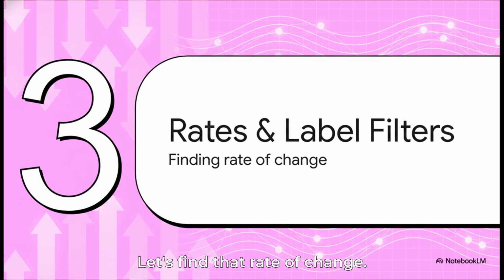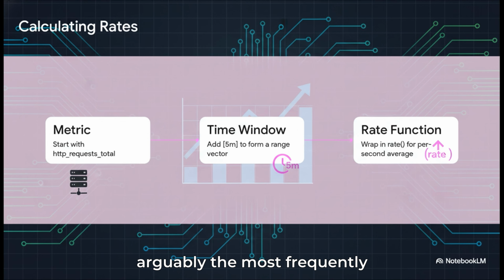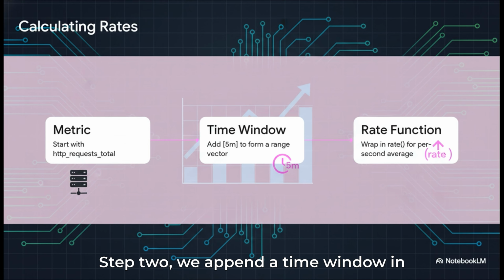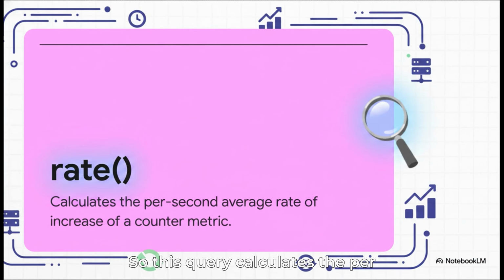Okay, Section 3, rates and label filters. Let's find that rate of change. Assuming we're safely working with a counter, let's look at arguably the most frequently used pattern in all of observability, calculating how fast a counter is actually increasing. Let's construct this syntax step by step, building from the inside out. Step 1, we grab our raw metric, HTTP requests total. Step 2, we append a time window in square brackets right at the end, like 5m, for 5 minutes, which turns it into a range vector. And step 3, we just wrap the whole thing in the rate function. So this query calculates the per-second average request rate over the last 5 minutes.